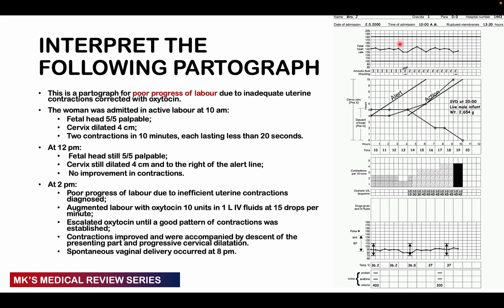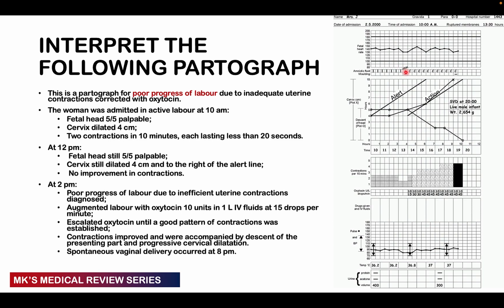Now, at 14, there was something special that happened. When we realized that this woman was on the right side of the alert line, as we can see over here, this is, let's say, at 10 hours, so this is at 11, 12, 13. At 13:30, as you can see, artificial rupture of membranes was performed. This artificial rupture of membranes yielded clear liquor.